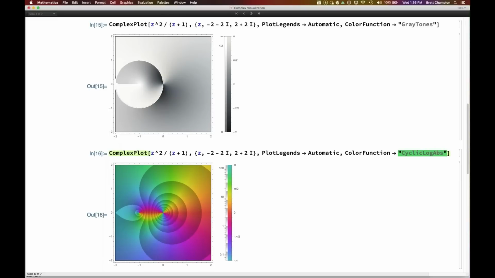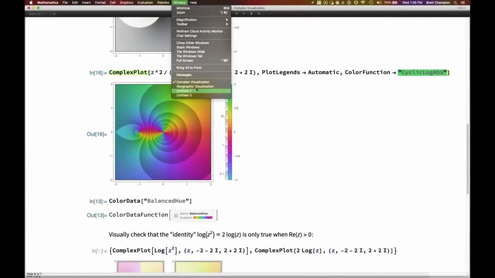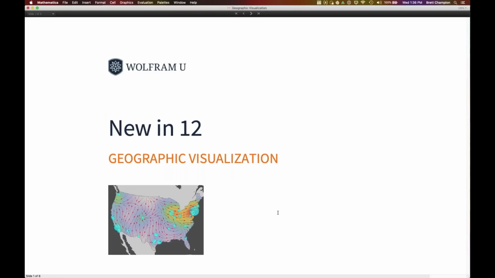And so I think that covers most of what people were asking about for the complex viz. For the geographic viz, we're aware that sometimes the default maps are a little bit blurry, and that is high on our list to improve.